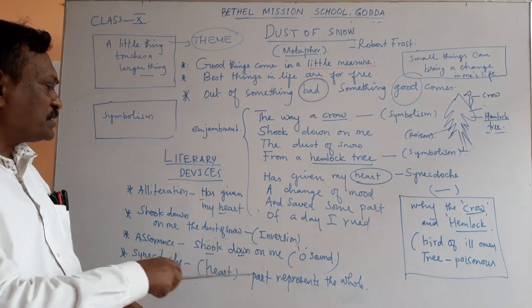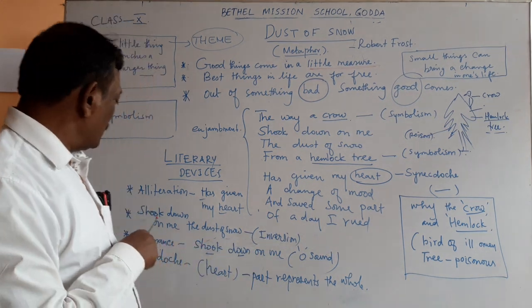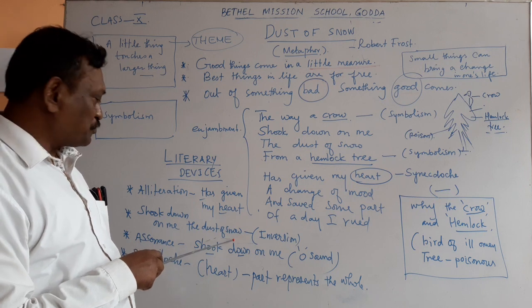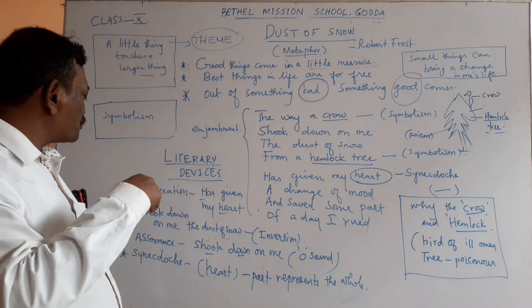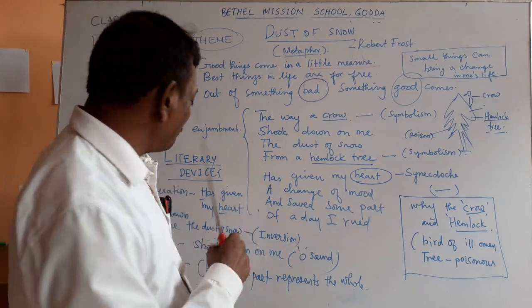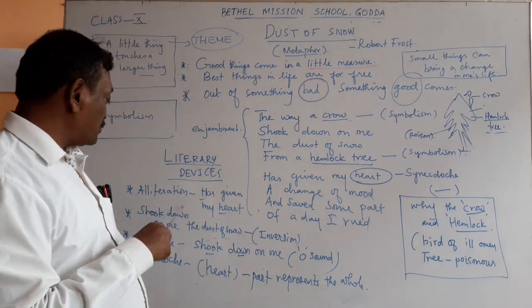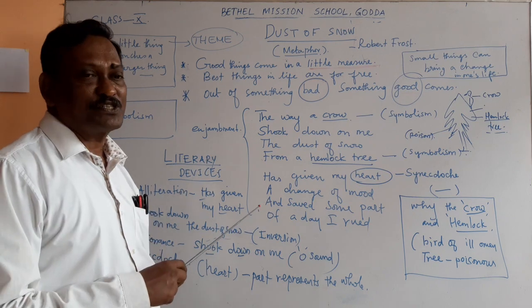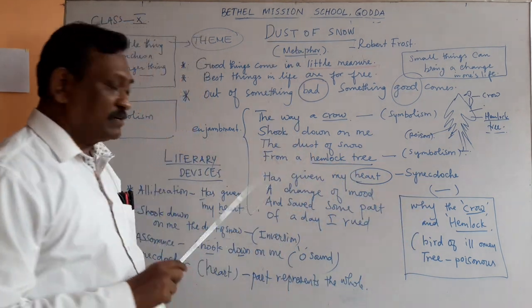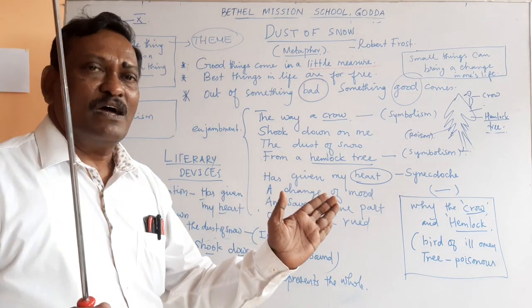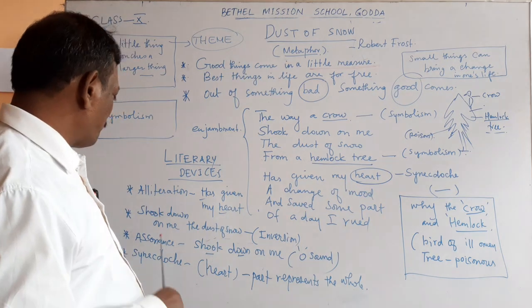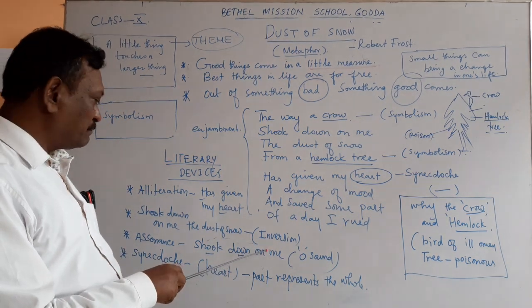Now, how is inversion applied here? Shook down on me the dust of snow. It should be, the dust of snow was shook down on me. So instead of saying that, the poet says, shook down on me the dust of snow. The order of the words is written in an inverse manner, in the opposite manner. So we can call this an inversion.